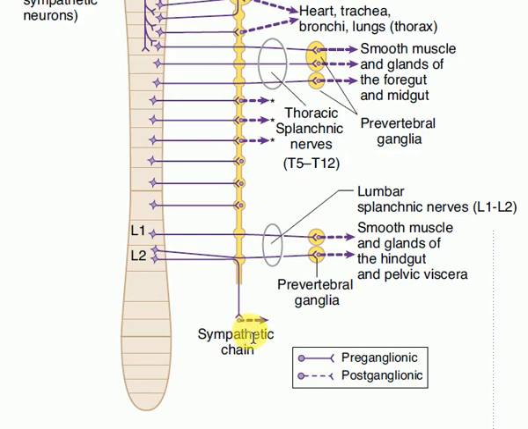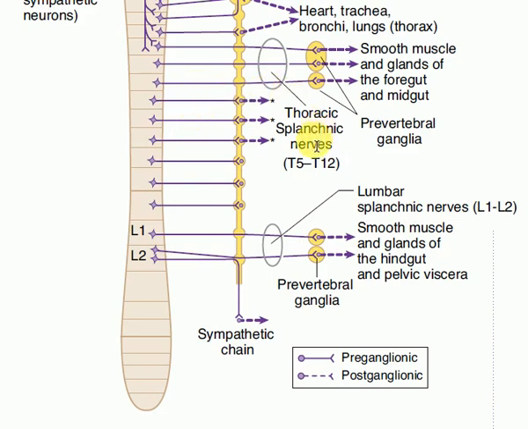Then at that level, the postganglionic fibers will come out and reach their respective spinal nerves, tag along those spinal nerves, and innervate their respective target organs. And this exact process occurs at a level above T1.